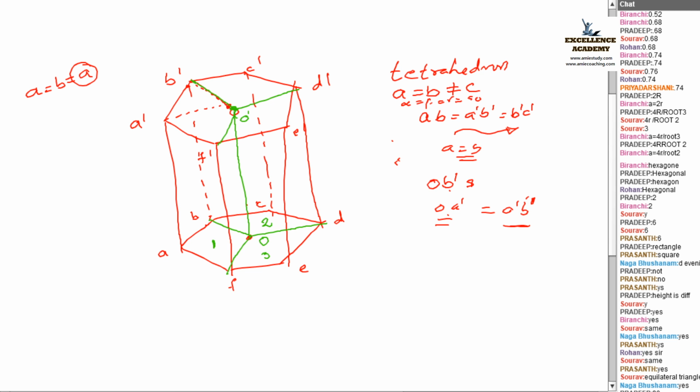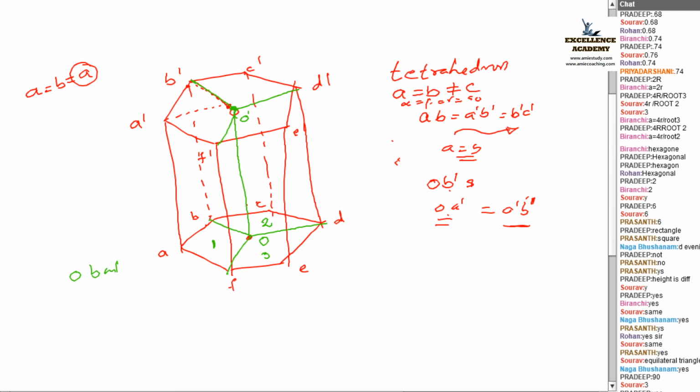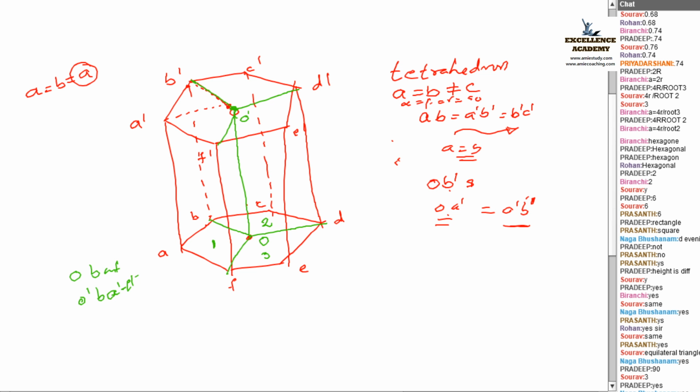Am I right? The first tetrahedron is OBAF and O dash B dash A dash F dash. Am I right? These are the three tetrahedrons. One tetrahedron. Like that, three tetrahedrons are there. Clear to all? I divide the hexagonal prism into three tetrahedrons.